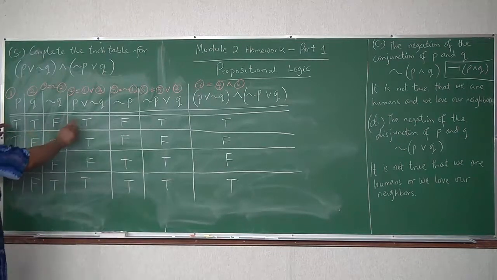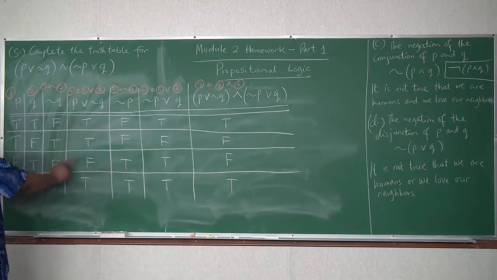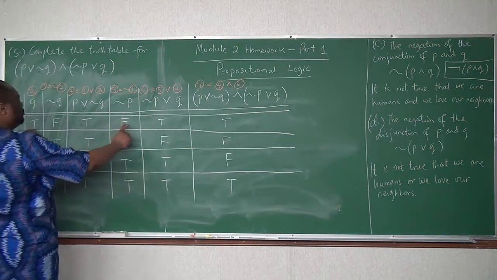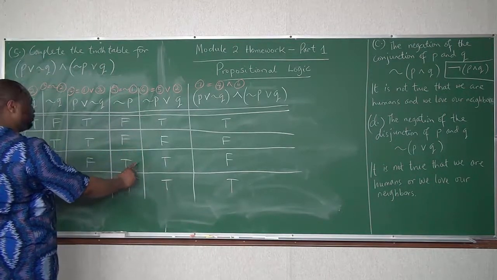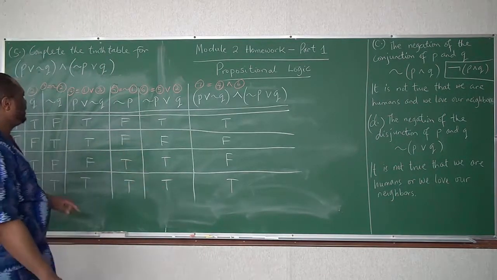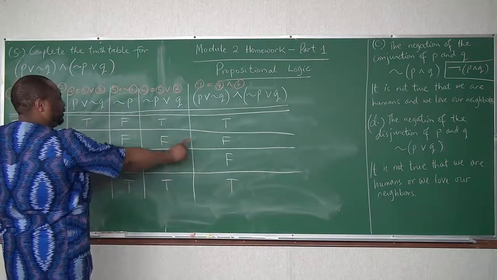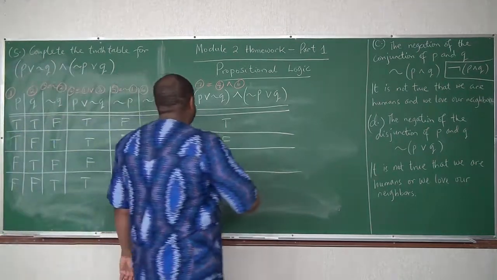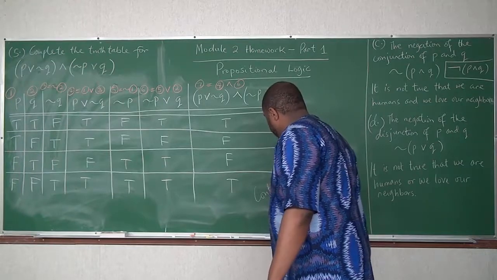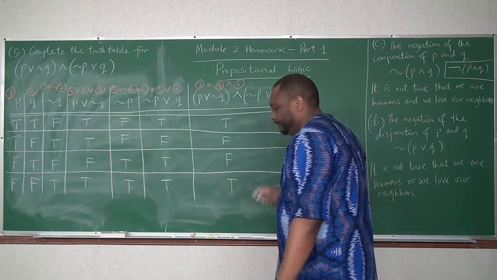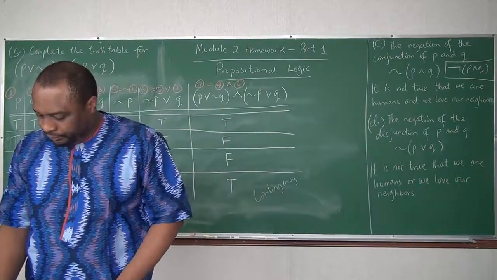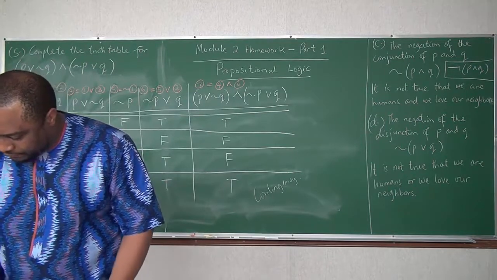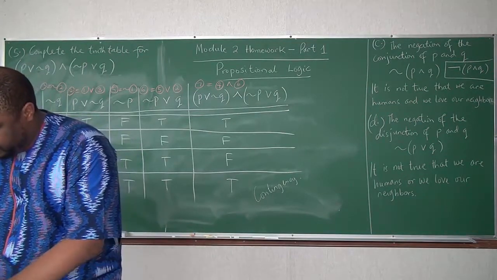Let's check it again. True, false, false, false, true. Then here, false, true, false, false, true, false. And then and: true, false, false, and true. And this is a contingency. It's a contingency. And that is question 5.